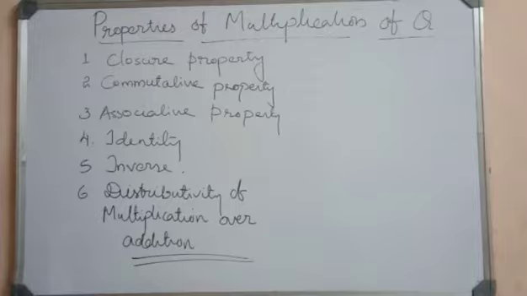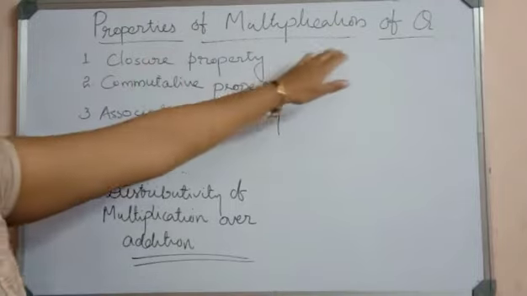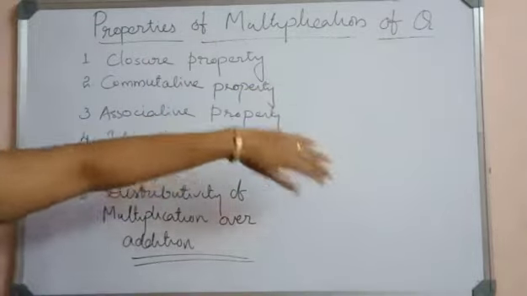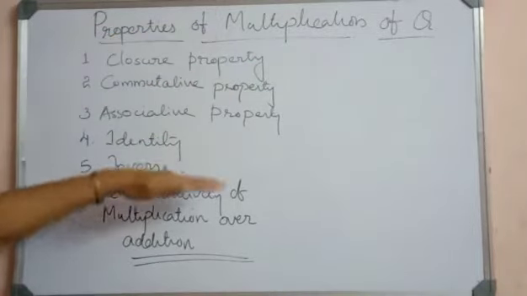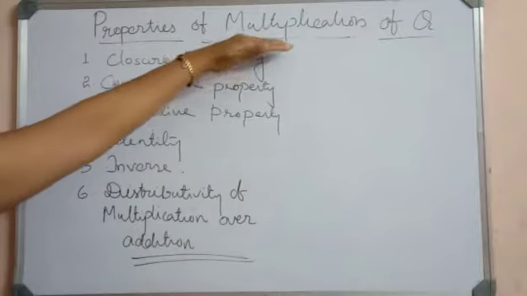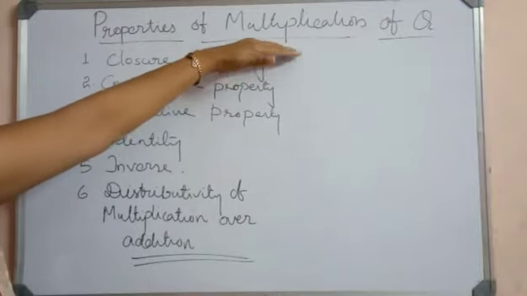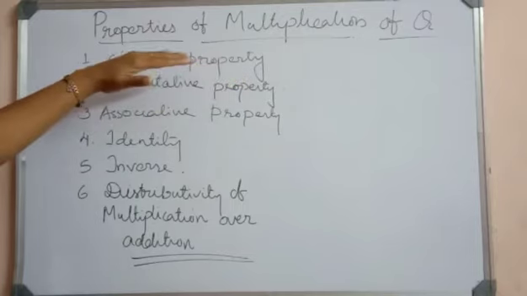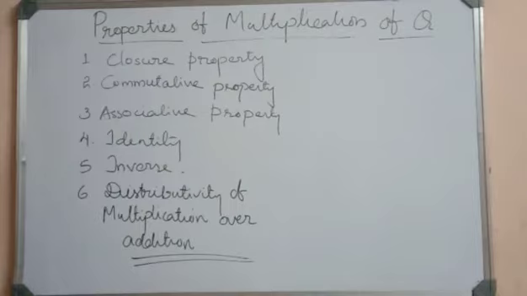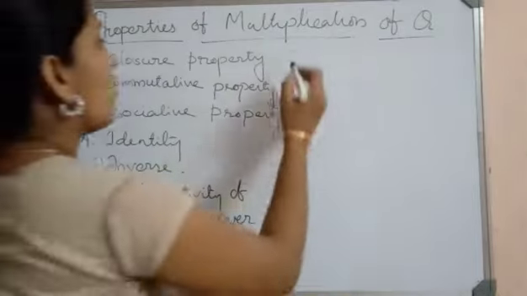In today's class, let's study about the properties of multiplication of rational numbers. We have already seen the properties of addition, and here the properties are the same, but only the operation is different. That is, we are using multiplication here. The first one is the closure property. So the closure property says that if any two rational numbers are multiplied together, the result is always a rational number. Let's see how it is.